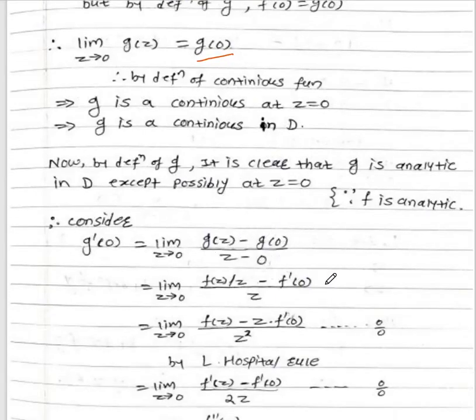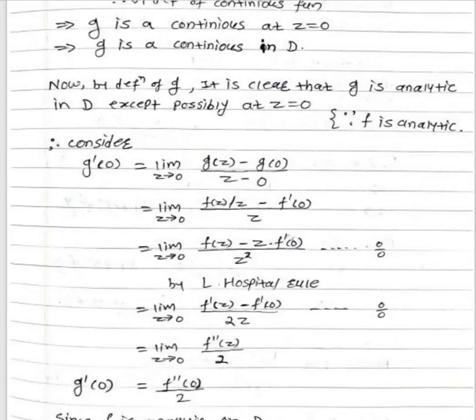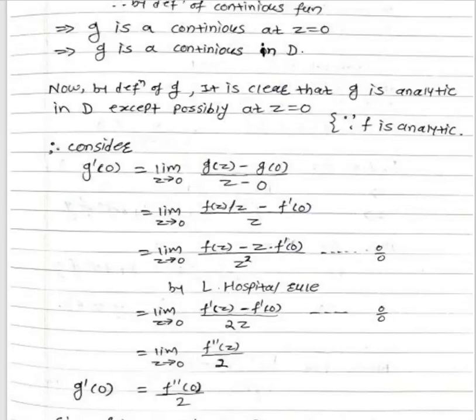Now we will put the values from equation number 1, that is g of z and g of 0. So g of z is f of z upon z, minus g of 0, that is f dash of 0, which we already saw, divided by z as it is. Taking cross multiplication, this can be written as f of z minus z into f dash of 0 divided by z square. Again here we will apply the L'Hospital rule, because if you put z equal to 0, this will give the 0 by 0 form. To remove this 0 by 0 form, we will use the L'Hospital rule.